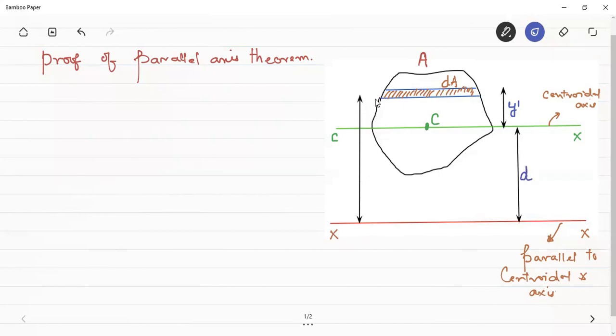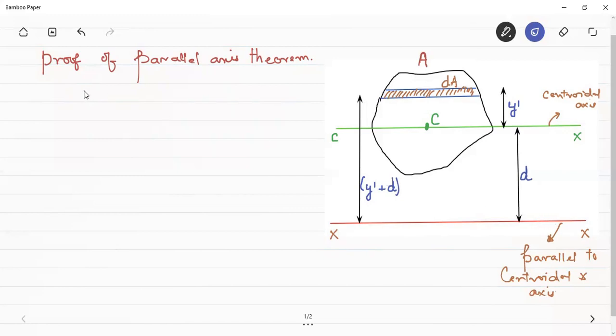And there is another distance. It is the distance of the elemental area from the x-axis about which we have to find the moment of inertia, which is parallel to the centroidal x-axis. And from the figure, it is clear that this distance will be the summation of y dash and d. Now I'm interested in finding the moment of inertia about this x-axis, shown with the red color. Therefore, I will first of all take an elemental area dA and find its moment of inertia about the x-axis.